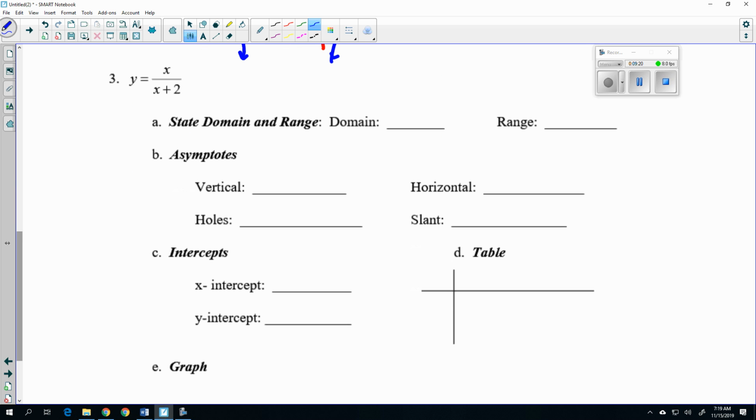All right, let's plunk out another one here. Vertical asymptote. Do I have a hole? What cancels in my denominator? Ooh, no hole. Slant or horizontal?